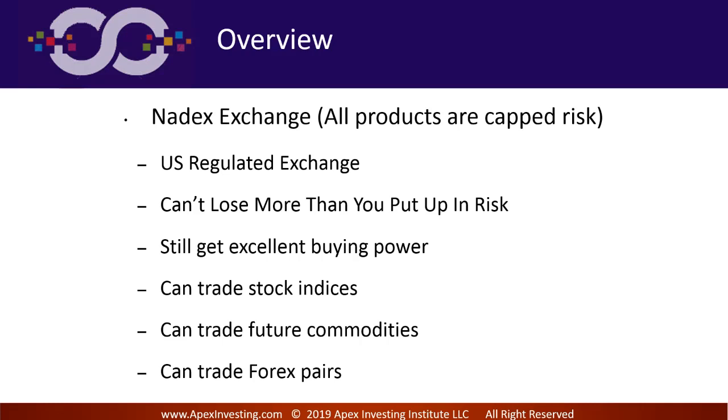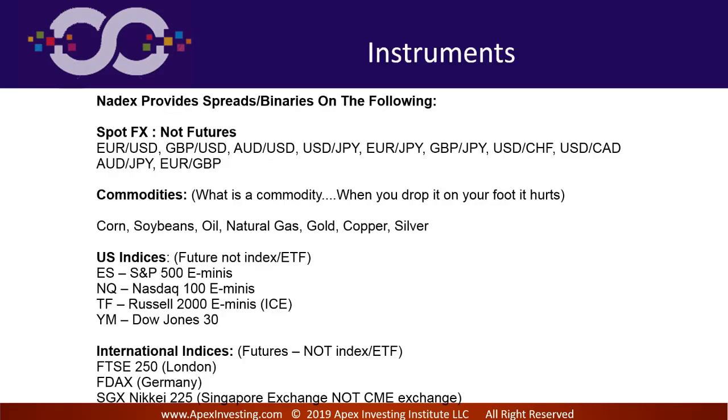You can trade stocks, indices, futures, commodities and forex pairs all in the same account, all with capped risk. And these are not the same as binaries. Okay? These are completely different contracts, and you can see some pretty cool benefits when checking them out.